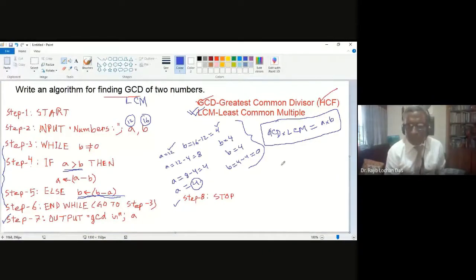So you will write, okay, LCM is very simple. LCM is A into B divided by GCD. That's it. So you already know GCD. So you can just divide this A into B, and then you get the LCM. Is that clear? Do you understand what I say?